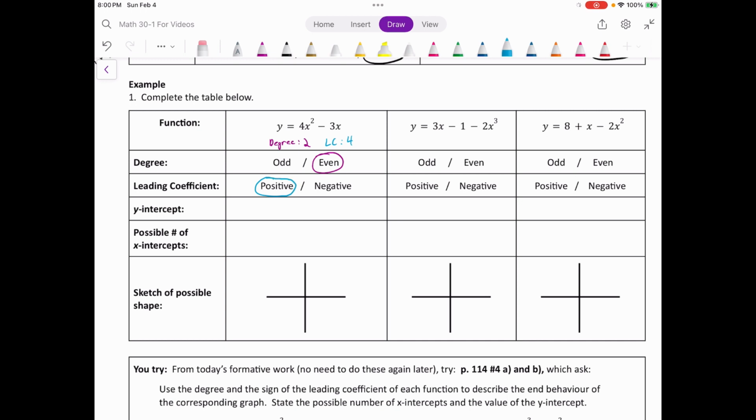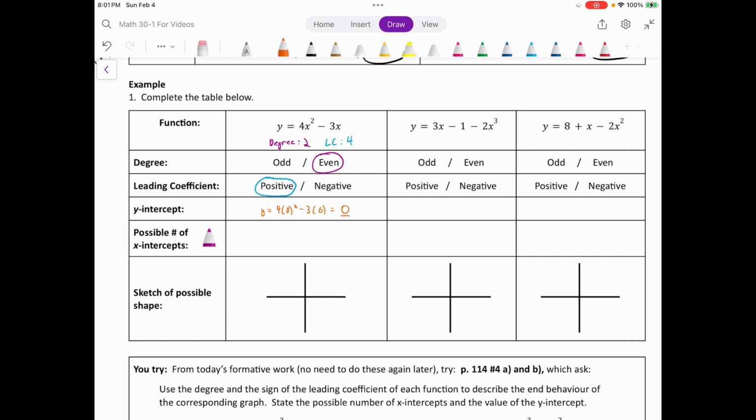Y-intercept. Two ways we could look at this, right? Y-intercept is just the constant term. We can also just imagine putting in 0 for x. What would we get? Well, 0 minus 0. So our y-intercept is 0, right? Again, you could say, what is y when x is 0? If you really wanted to show it here, well, it's 0, right? 4 times 0 minus 3 times 0 is still 0. Okay, so we now know that the y-intercept happens at 0. We know that it has an even degree, and we know that it is a positive leading coefficient.